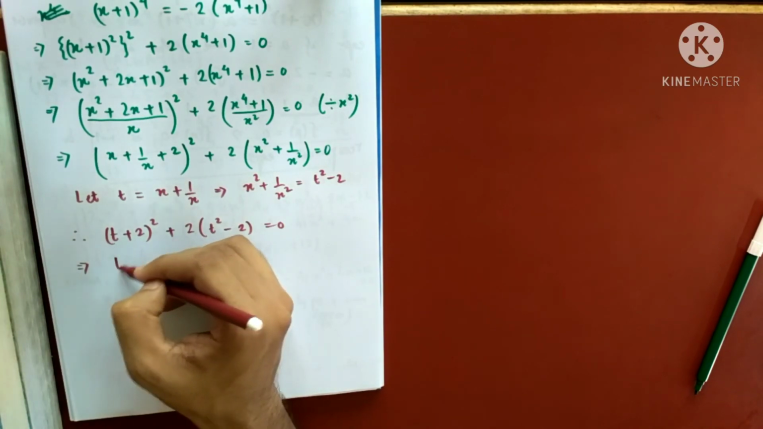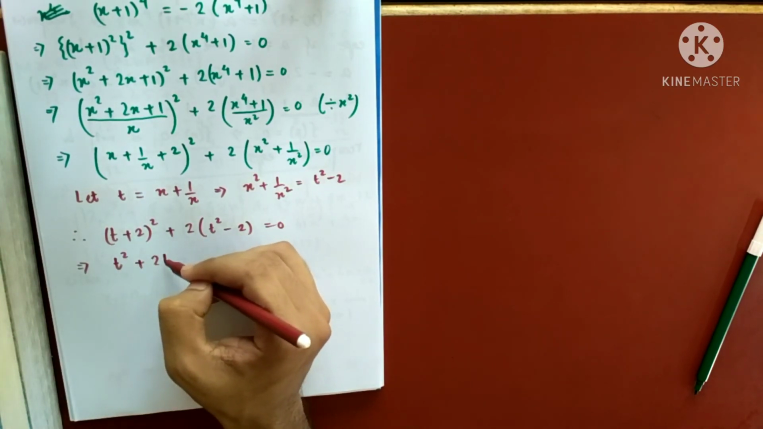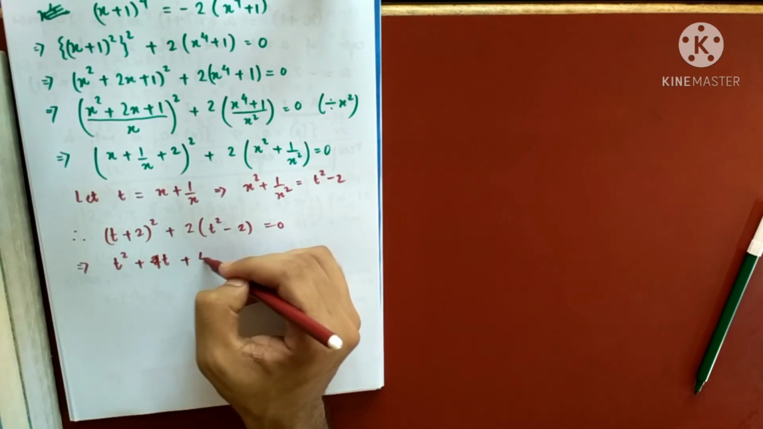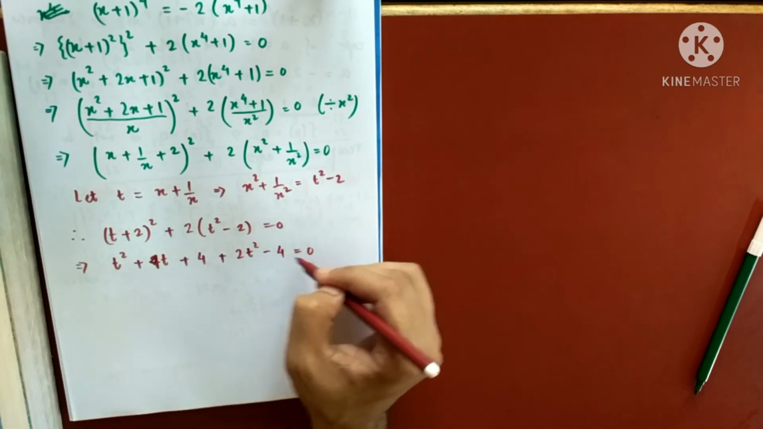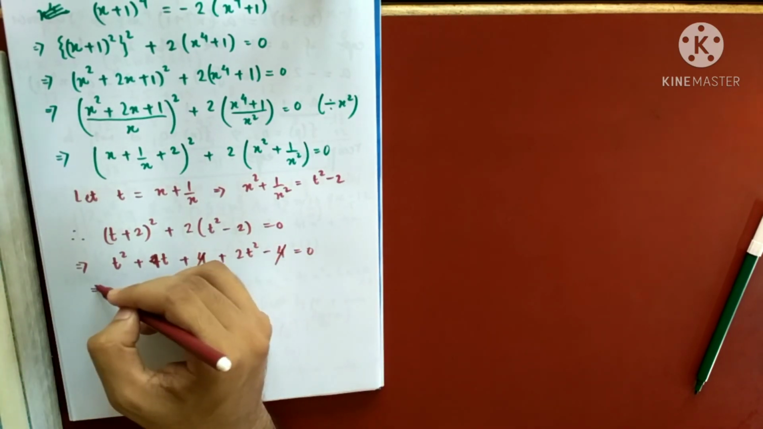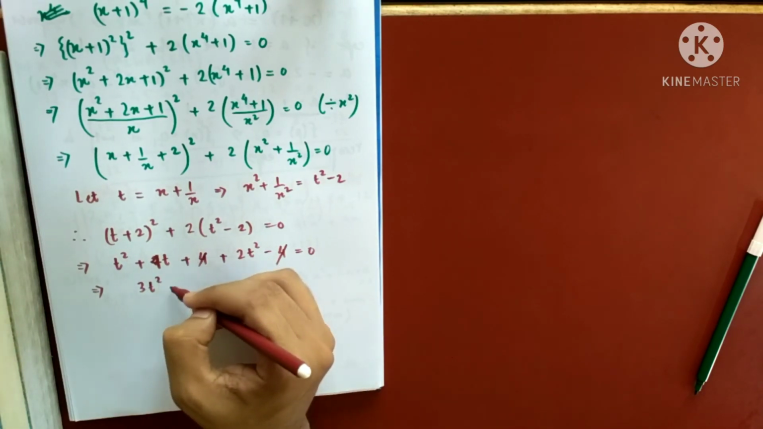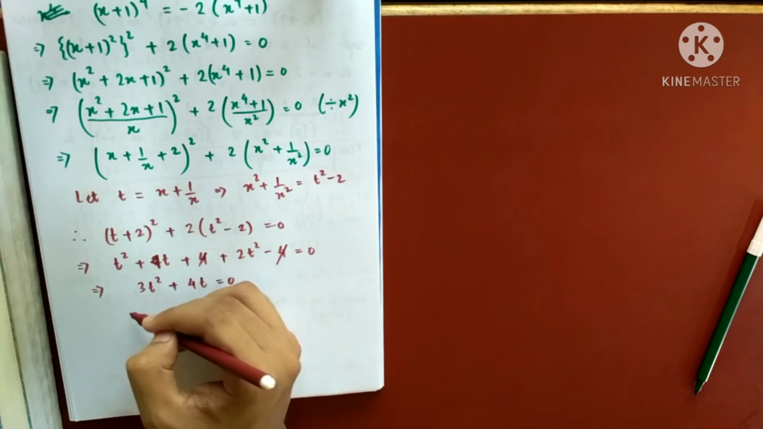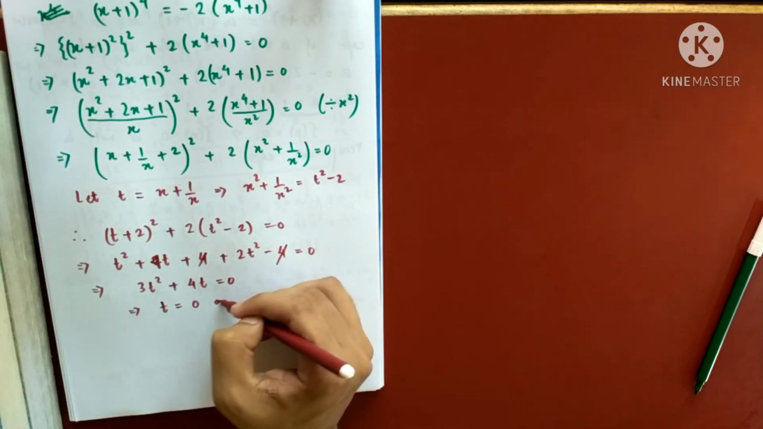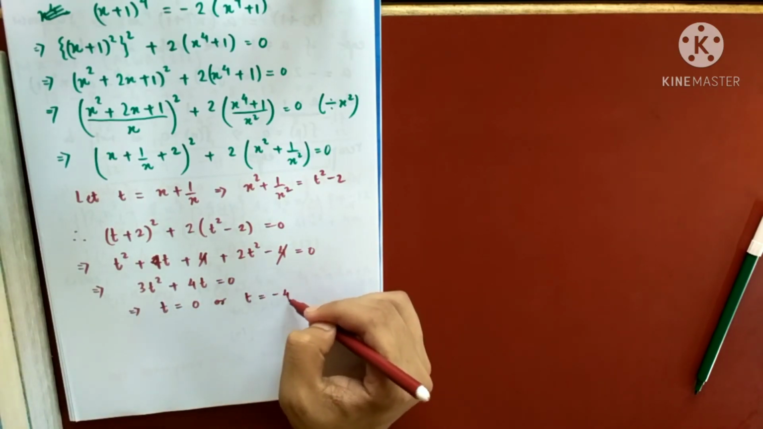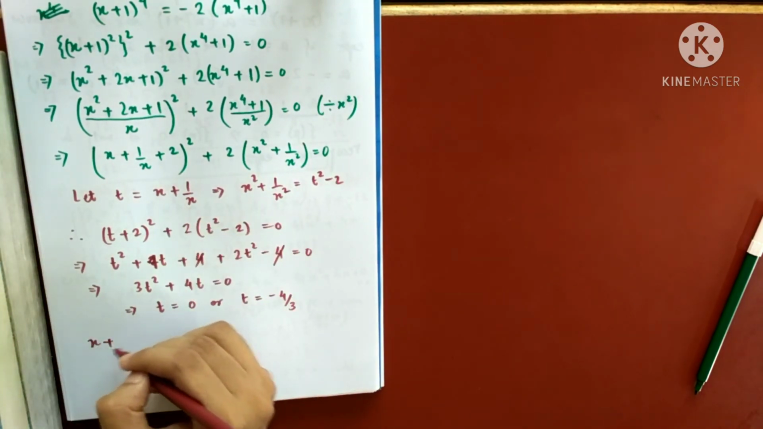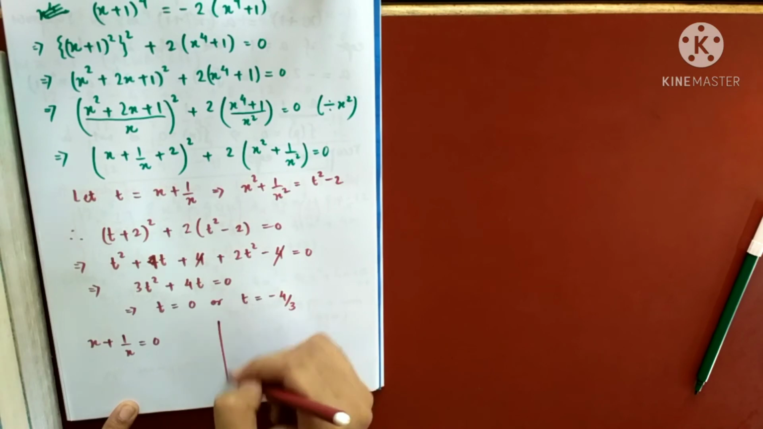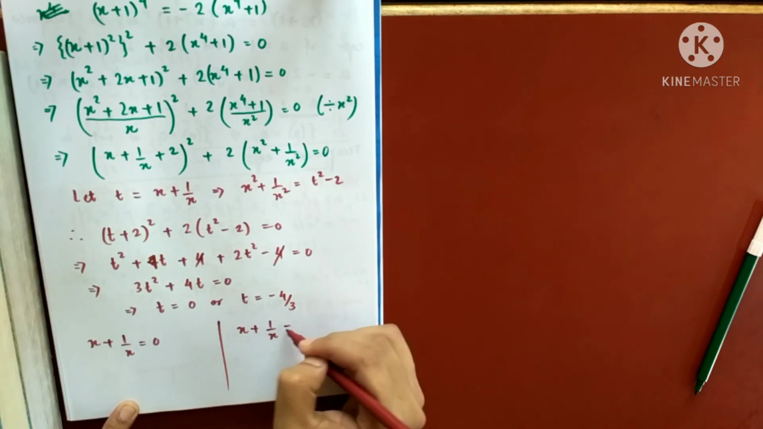Let's solve it. a square plus 2ab, so we get 4t plus 4, this is 4 again, and this is 2t square minus 4 equals to 0. 4 and 4 get cancelled. t square plus 2t square, 3t square plus 4t equals to 0. So either t equals to 0 or t equals to minus 4 by 3. And the rest is up to you, because what I will get now is x plus 1 by x equals to 0, and x plus 1 by x is minus 4 by 3.